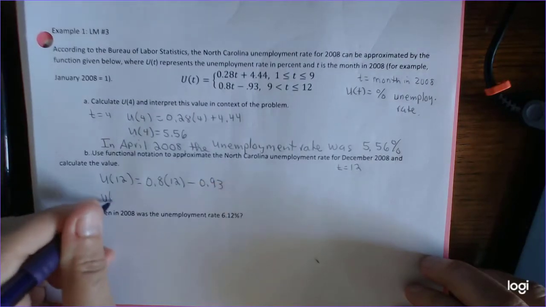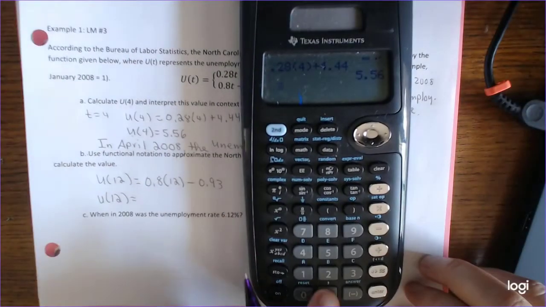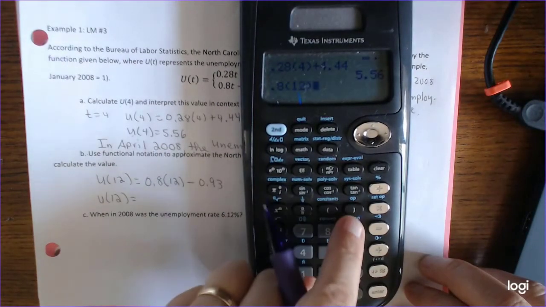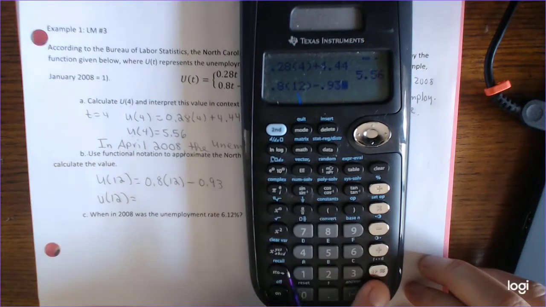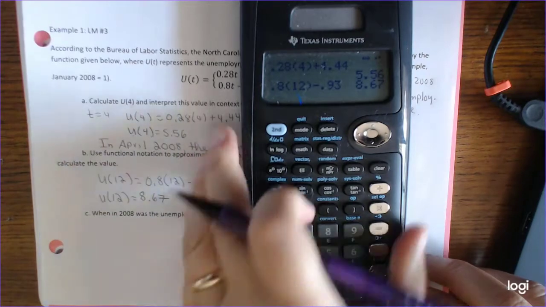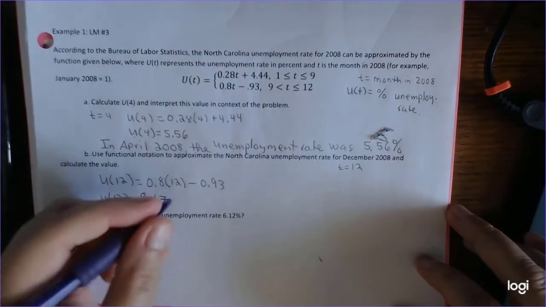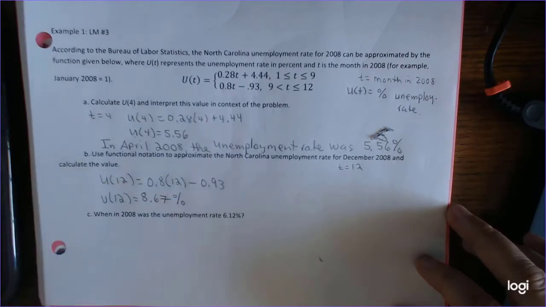And we can use our calculator for that. 8.67. All right, and it doesn't say interpret, but we could add units. This is the unemployment rate, 8.67% in December.